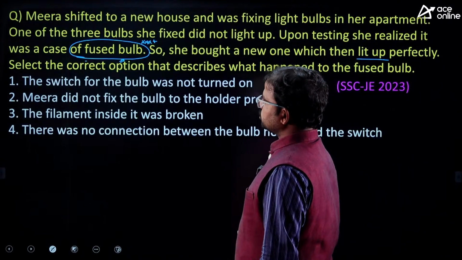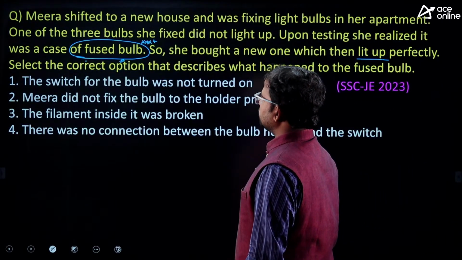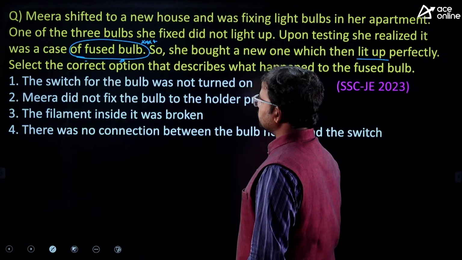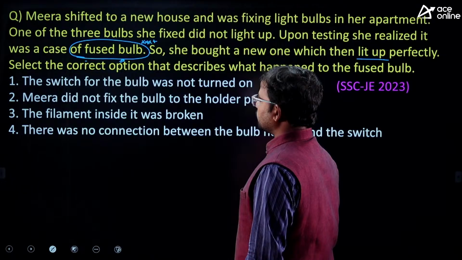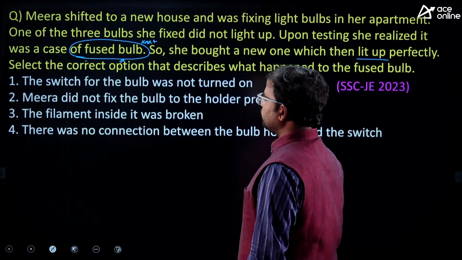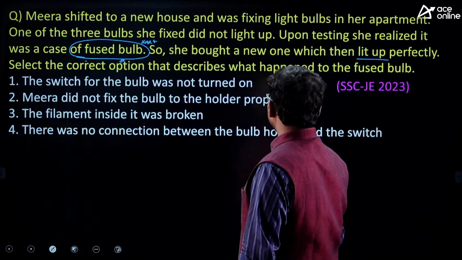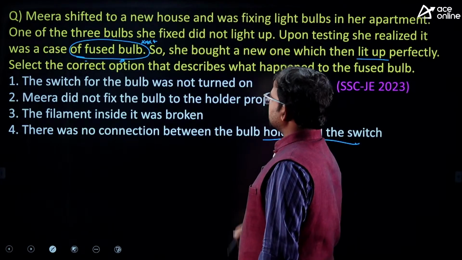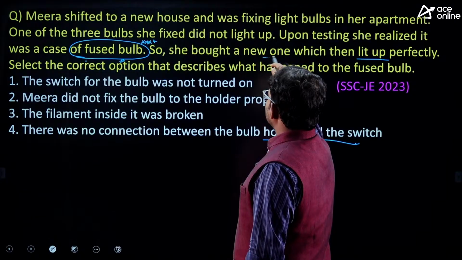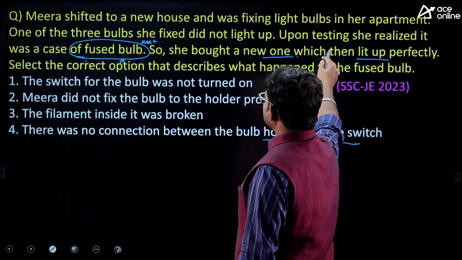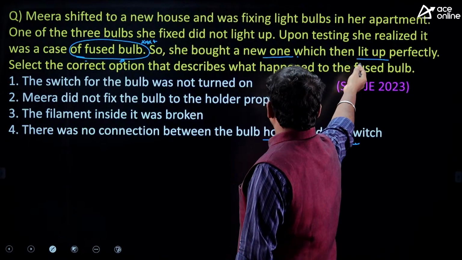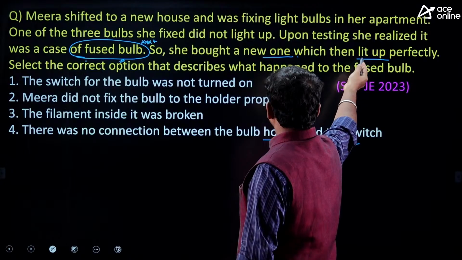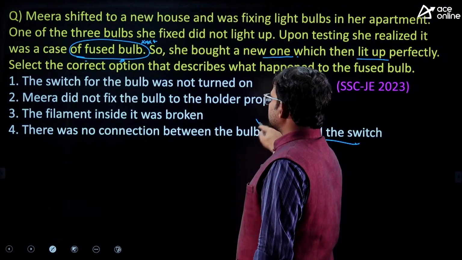Here they mention option 1: the switch for the bulb was not turned on. Next, Meera did not fix the bulb to the holder properly. Next, the filament inside it was broken, so there was no connection between the bulb holder and the switch. Suppose if the fourth one is correct, then the second time she used a new bulb, then it lit up. So that's why this option is not correct.